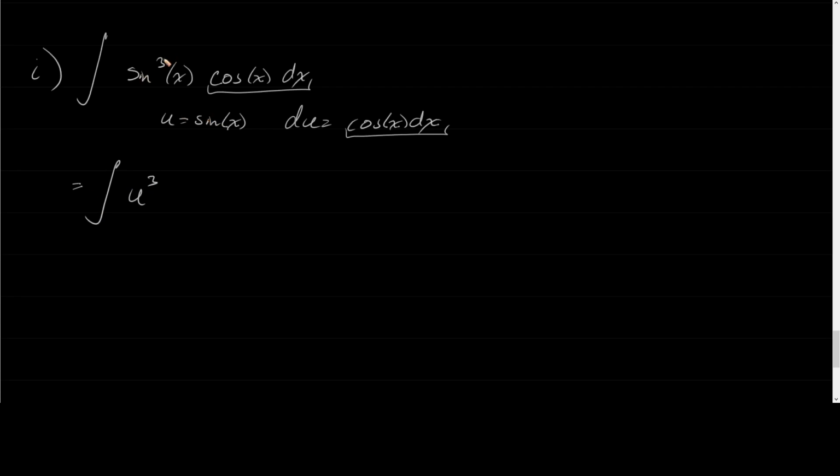Sine of x was my u, and then cosine of x dx, that's du. And this gives me now just the integral of u to the third, which gives me u to the fourth over 4 plus c, and u here was sine, so I have here sine to the fourth of x over 4 plus c. Alright.